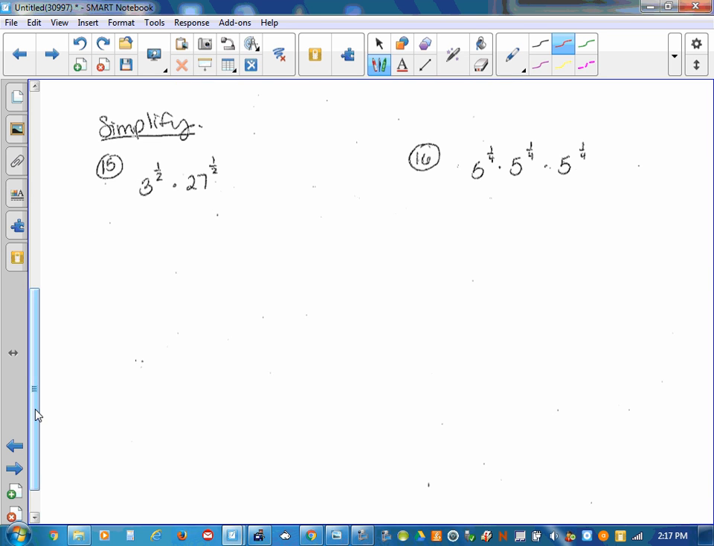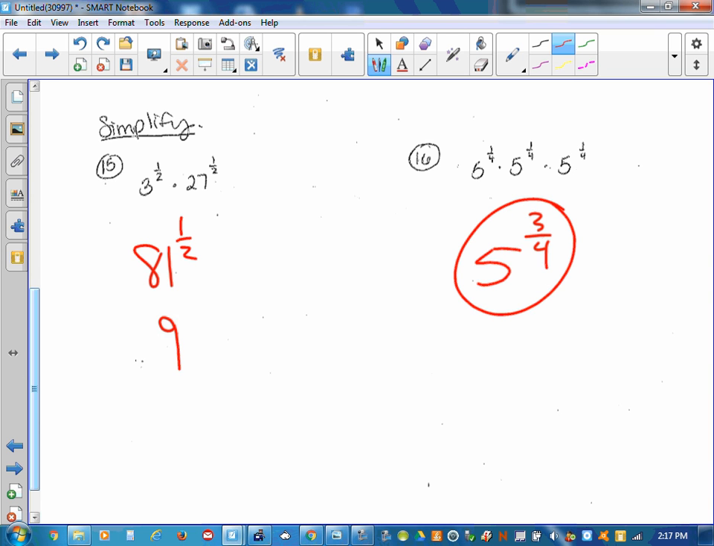All right, now we're going to go through the ones that don't take very long at all. When you have the same exponents, you can multiply the bases. So it's 81 to the 1/2, and that means square root. The square root of 81 is 9, so the answer is 9. When you have the same base and you multiply, you add the exponents. So I've just added the exponents. 1/4 plus 1/4 plus 1/4 is 3/4. So it's 5 to the 3/4 power.